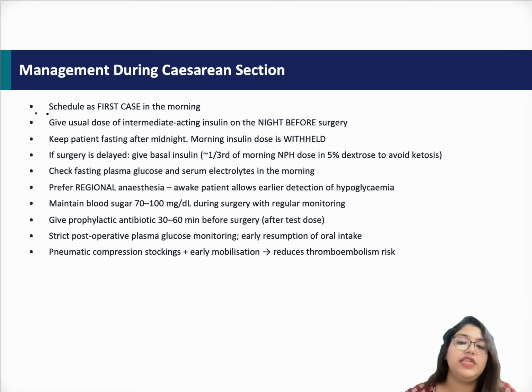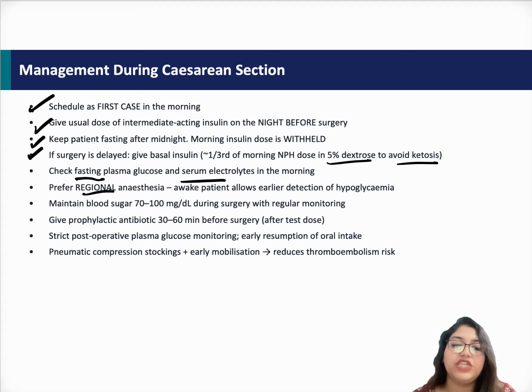Management during cesarean, it has to be scheduled as the first case. Give usual dose of intermediate acting insulin on the night before surgery. Keep patient fasting after midnight. Morning insulin dose is withheld. If surgery is delayed, give basal insulin, that is 1/3 of morning NPH dose in 5% dextrose to avoid ketosis. Now check fasting plasma glucose and serum electrolytes in the morning. Prefer regional anesthesia. Awake patient allows earlier detection of hypoglycemia. Maintain a blood sugar of 70 to 100 milligram per deciliter during surgery with regular monitoring.